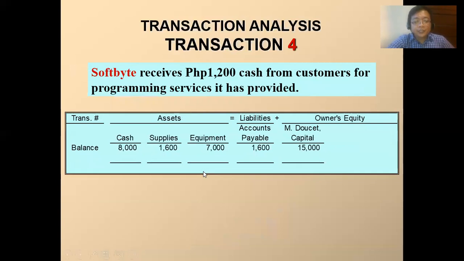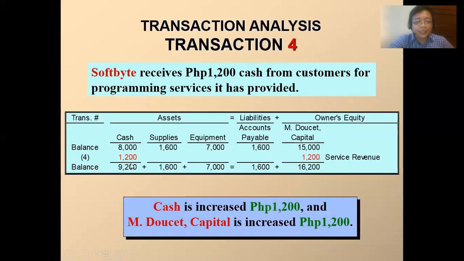This is simple recording of transactions. Next, SoftBite received 1,200 cash from customers for programming services it has provided. You receive cash and you also have services provided. That's why it will add to your cash. And it is also part of the service revenue, because you have done your programming services. So it will add to your cash of 1,200, and it will also add to your owner's equity, the service revenue, of 1,200. Is it the same? 16,200 plus 1,600 is 17,800. On the other side, 17,800. So it is the same. Cash is increased by 1,200 and capital, as part of the revenue, is increased by 1,200.